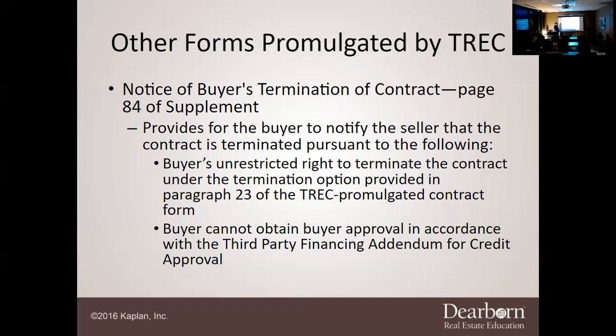This contract will be utilized. So it provides for the buyer to notify the seller that the contract is terminated pursuant to the following. It's either the buyer's unrestricted right to terminate the contract under the termination option, provided in paragraph 23 of the TREC promulgated contract form. If buyer cannot obtain the buyer approval in accordance with the third-party financing addendum for credit approval, that is another exception to the rule.